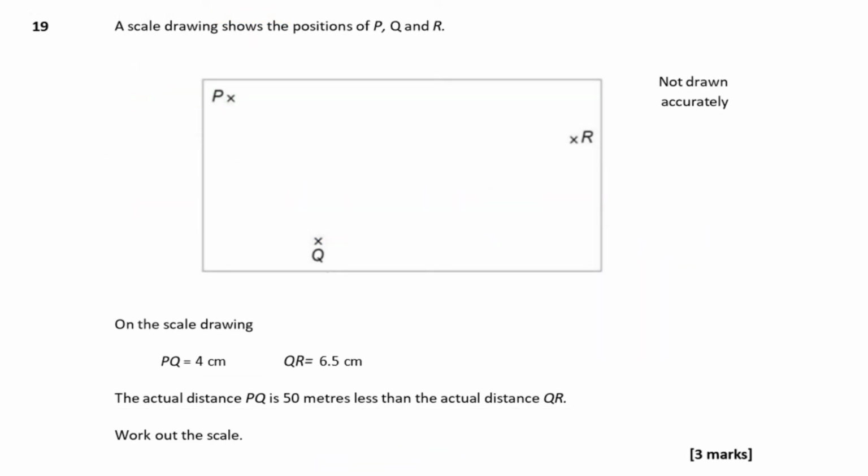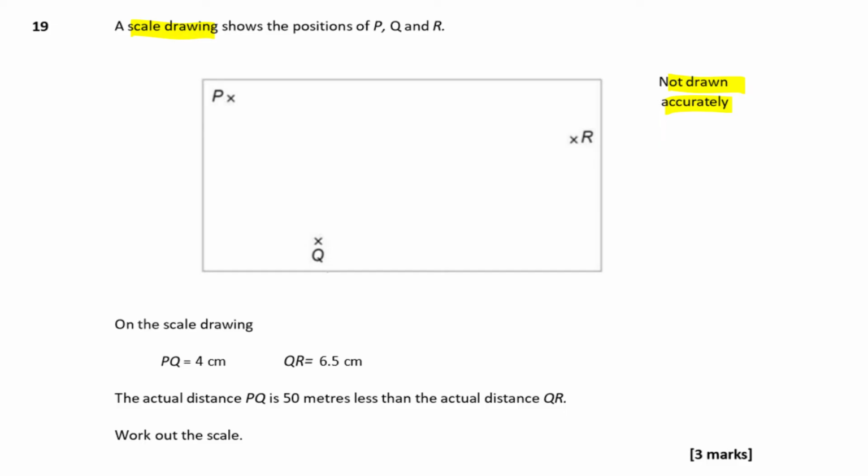Question 19. It says a scale drawing shows the positions of P, Q and R. Now it does mention scale drawing, but don't be thinking these are drawn to scale, because they're not. It says not drawn accurately over here. So we've got an inaccurate drawing of a scale drawing. Weird. But anyway, we're going to use the measurements given underneath rather than measuring things on the diagram. So on the scale drawing, the distance from P to Q is 4.